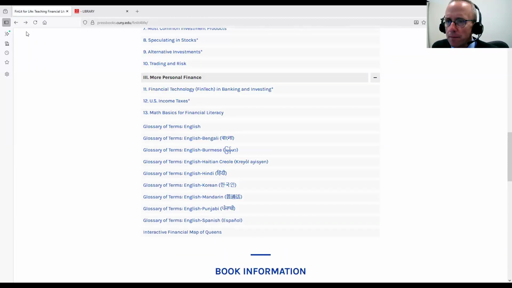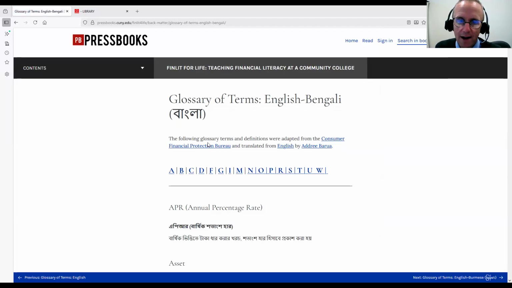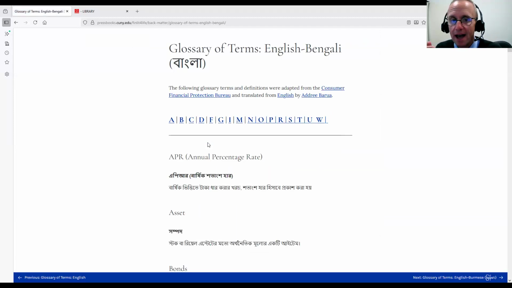But I think what made the project interesting was the glossary of terms, which is in English naturally, but each one of the students helped translate these terms into their own language. And so here, for example, is English and Bengali. So we have the English term and then the translation, which the students helped us with.